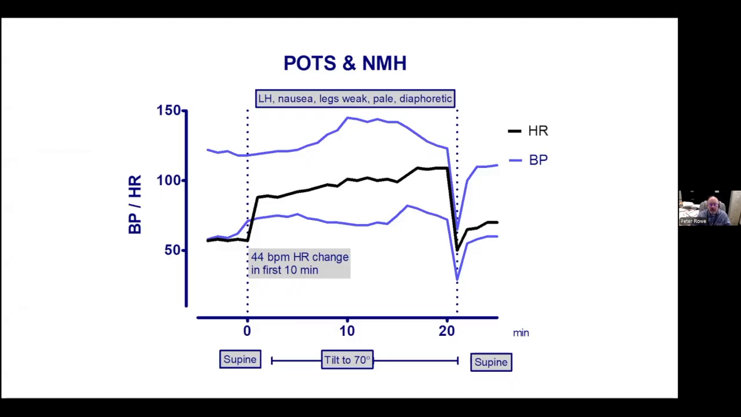It might be a bit less likely than tilt testing to confirm the heart rate changes of POTS, and it's less likely to cause the fainting, but it will usually provoke the symptoms, which is what we need in order to justify the start of therapy.